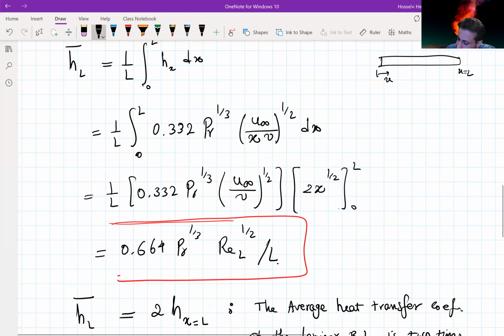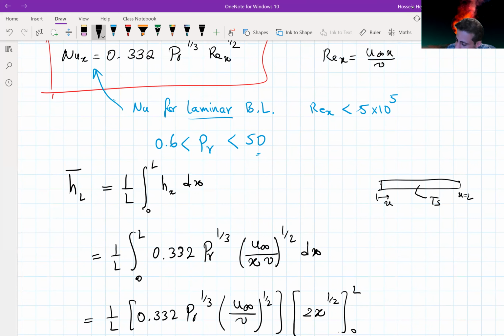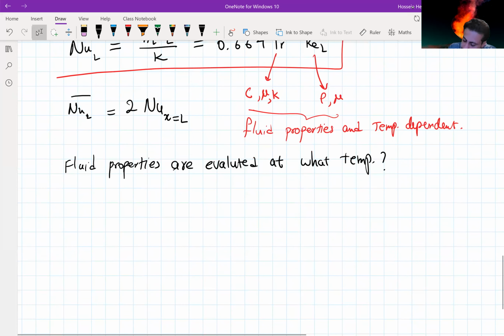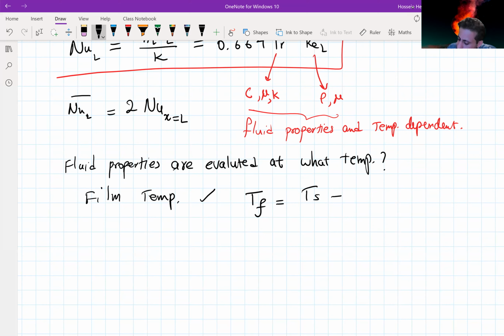If you look at this flat plate, we assume this is at Ts, and then we have flow at T infinity. So there is a variation of temperature in the fluid from Ts to T infinity. To do the evaluation, we use a temperature called film temperature. So we are evaluating at film temperature, Tf, which is an average between the surface temperature and T infinity, divided by 2. So all the properties, rho, c, k, mu, are all evaluated at the average film temperature.